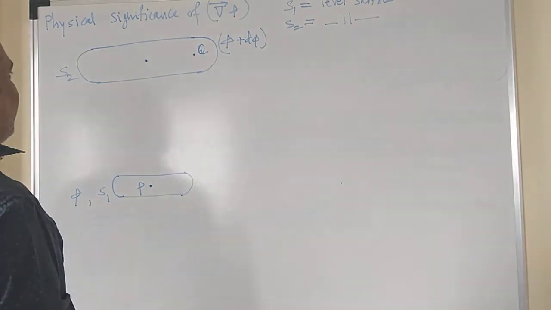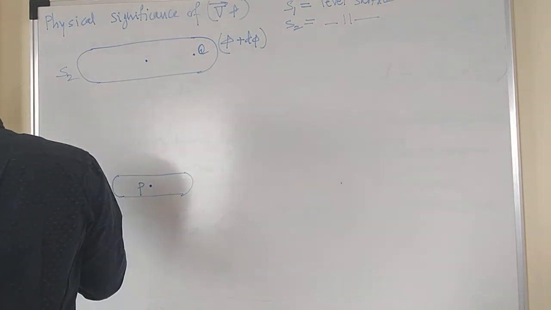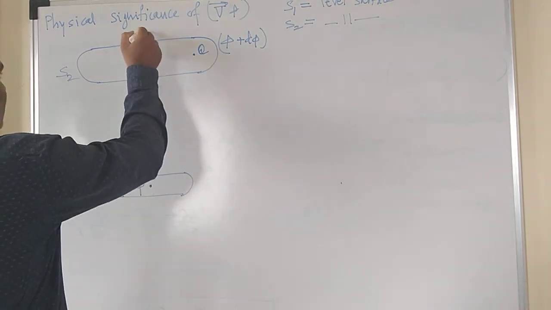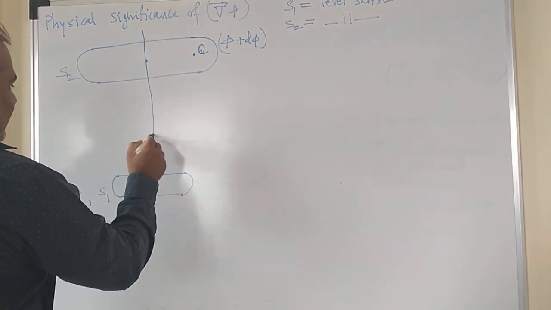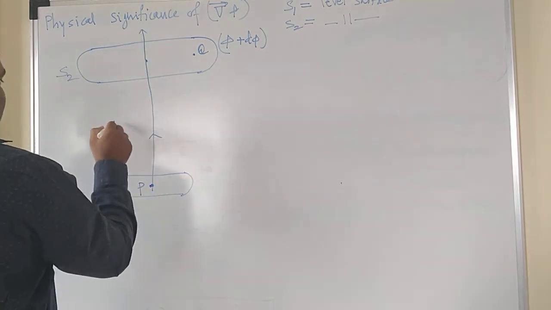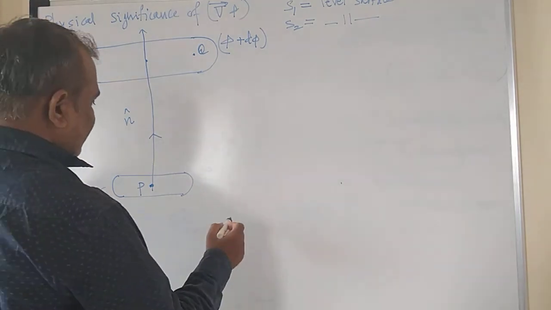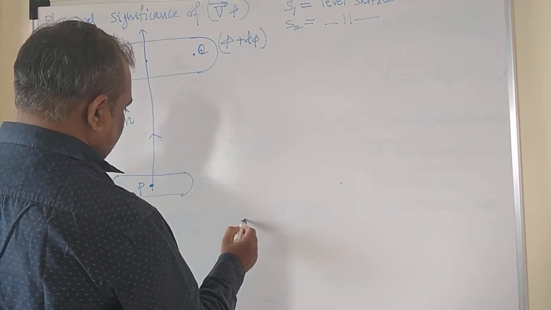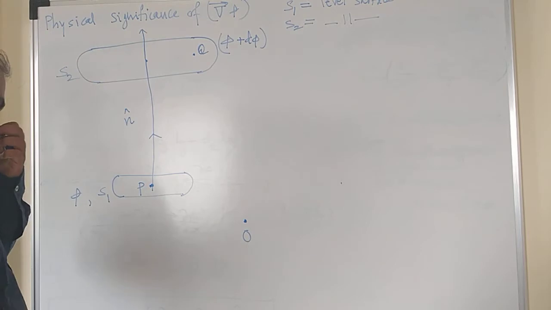And let us consider n bar is the unit normal vector to the level surface S1. So let me draw the unit normal vector. So this is the unit normal vector, right? So n cap is the unit normal vector to the level surface S1 exactly at the point P. Got it? Now let us say this is the origin. This is the point O, origin.